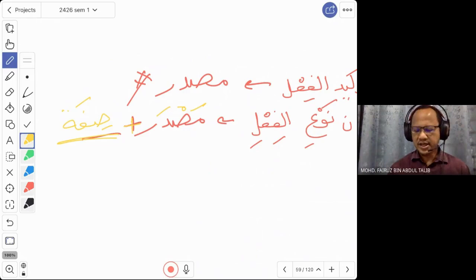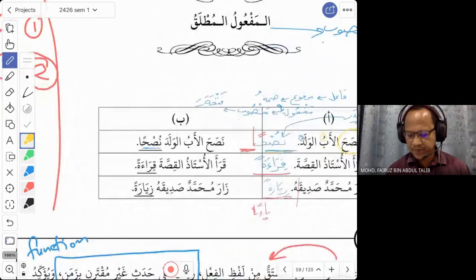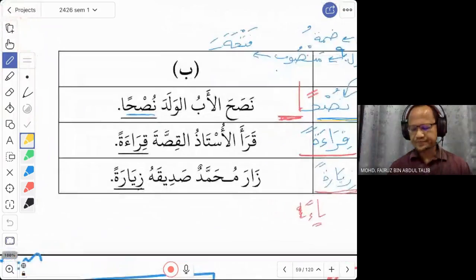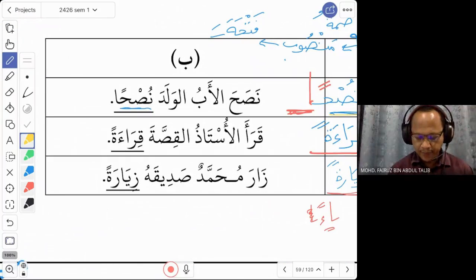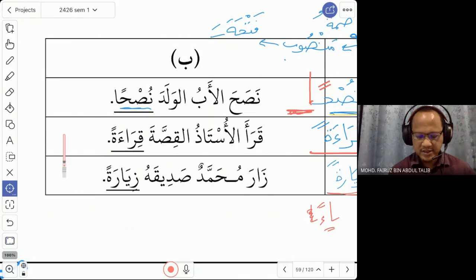What is the example for this? Okay, let us go back to our example. I take the second example. Qara'a al-ustazu al-qissata qira'atan. Here we only have the masdar without any adjective, so the function is for tawkid. Now you want to change the function from tawkid to explaining how he did this. How did he read? You want to explain the type of the action. Qira'ah, what kind of qira'ah? What kind of reading? Is it slow reading, fast reading, loud, soft, and so on? So you add another sifah, an adjective.